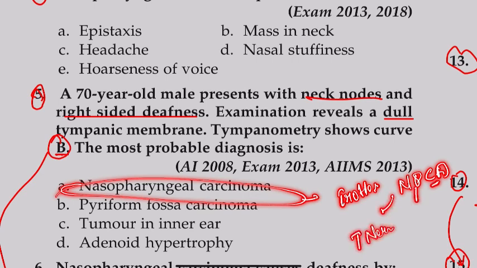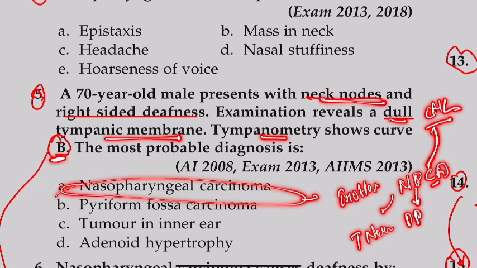Neuralgia. From P, we have palate palsy, right? From C, we have CHL, conductive hearing loss. Here there is a dull tympanic membrane, which points to conductive hearing loss because of fluid inside it, right? And tympanometry also shows curve B, which denotes fluid within the middle ear cavity, right? And there is also right-sided deafness, right?